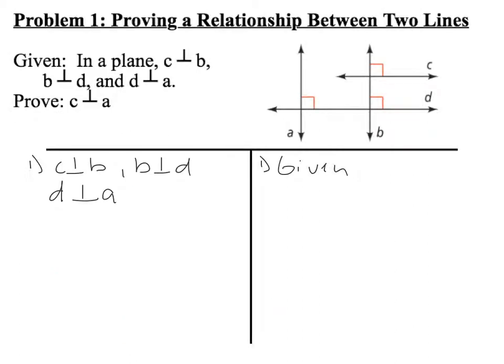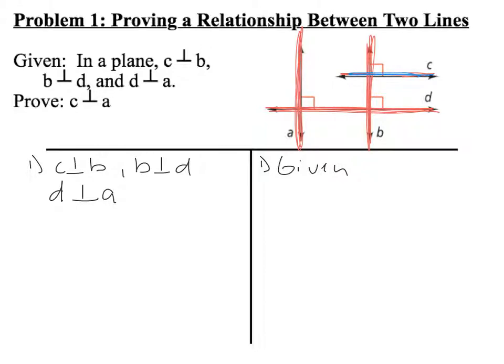So here we have a proof. I have that C is perpendicular to B. Also given is that B is perpendicular to D, and D is perpendicular to A. If you look at all that, basically I just redrew the picture. What I'm trying to get at is that C would be perpendicular to A as well.